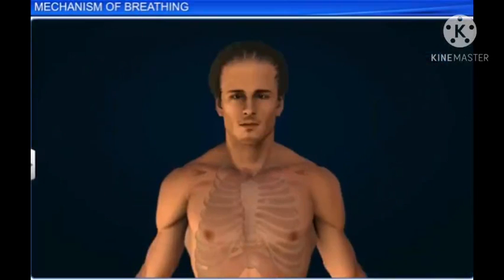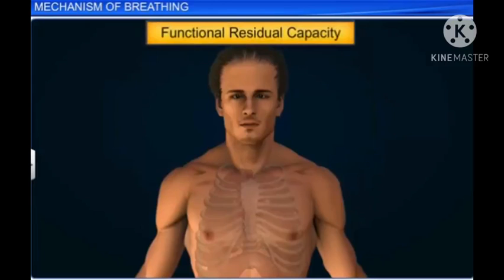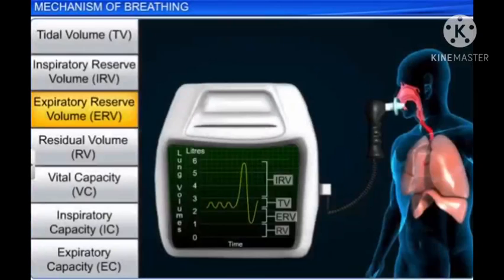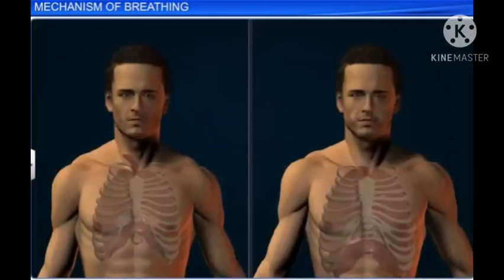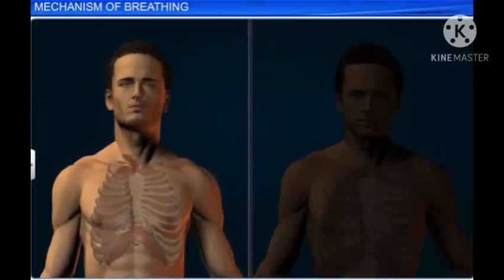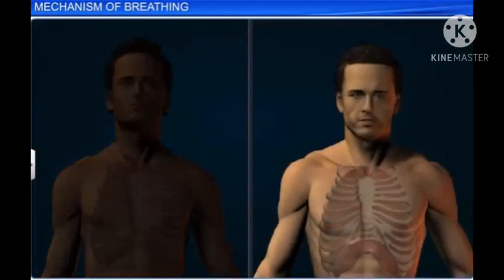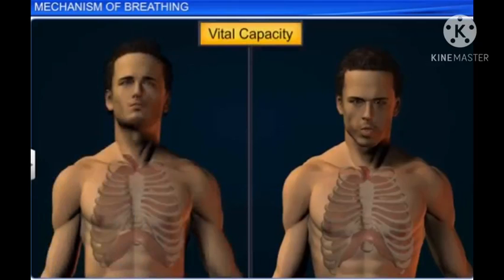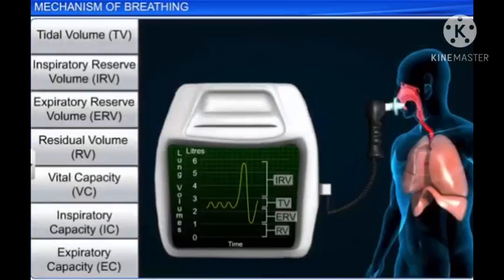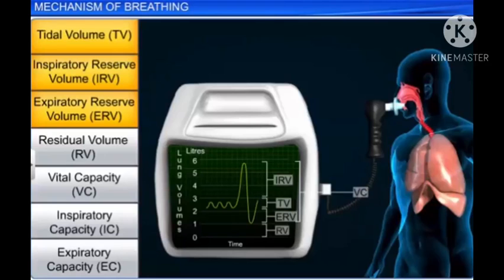Volume of air that remains in the lungs after a normal expiration is called functional residual capacity. This includes both expiratory reserve volume and residual volume. Volume of maximal inspiration after a forced expiration, or volume of maximal expiration after a forced inspiration, is known as vital capacity. This includes the expiratory reserve volume, tidal volume, and inspiratory reserve volume. It is approximately 3 liters.